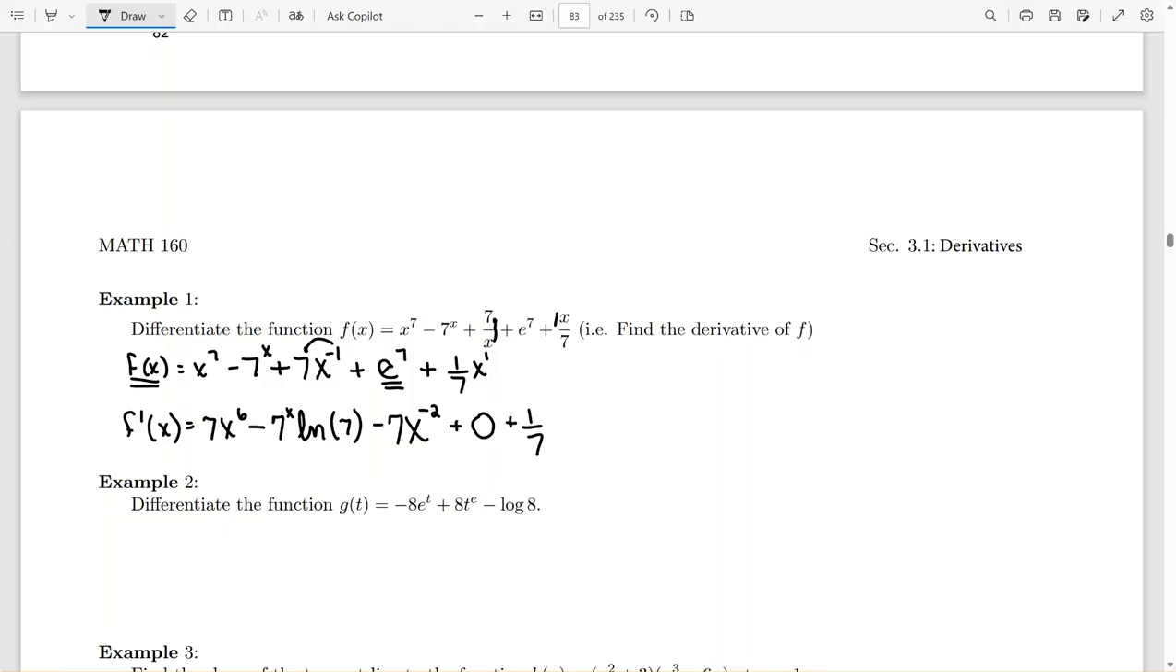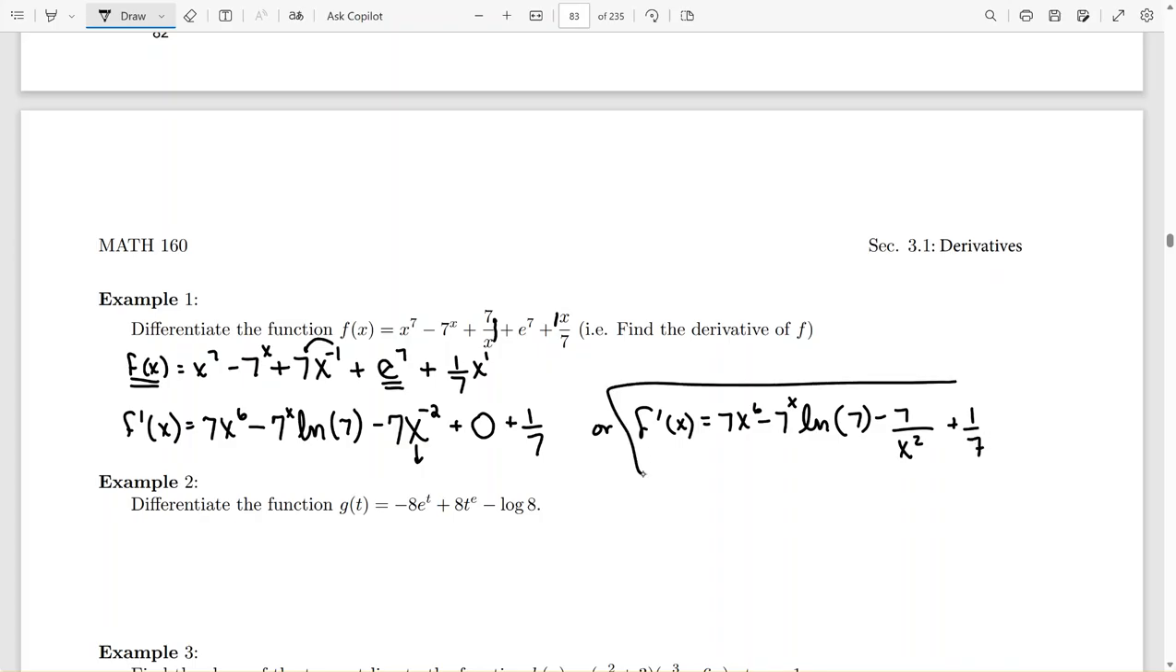Usually we'll let students leave it here. If you don't want negative exponents, then that's going to slip down. So your derivative could look like this. And it would be 7x to the 6. And again, I don't need to leave that plus 0 in there either. So minus 7 over x squared, and then plus 1/7. Okay.